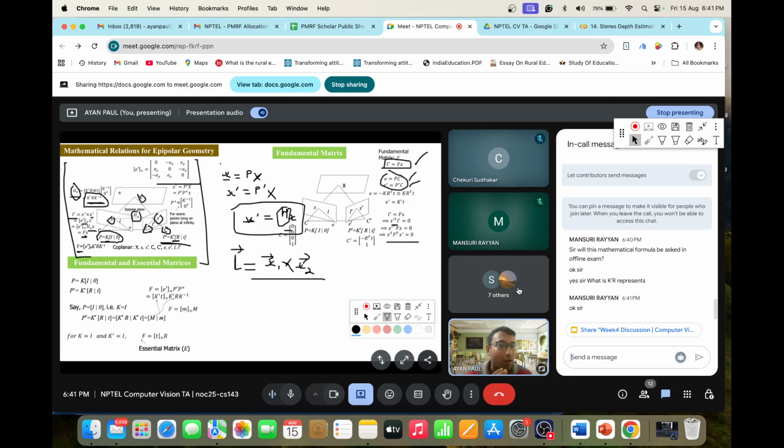P dash is the whole right camera projective matrix. K dash is the intrinsic matrix of the right camera. R is for rotation, T is for translation. That is how we write P dash, K dash into RT. K dash is one matrix, RT is another matrix, so it is a multiplication of two matrices. Now H, how do we find H? H is K dash R into K inverse.